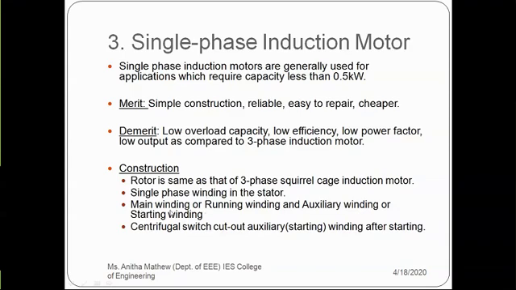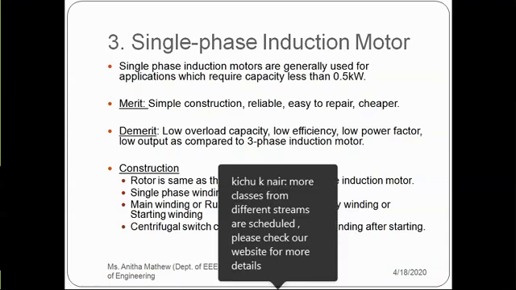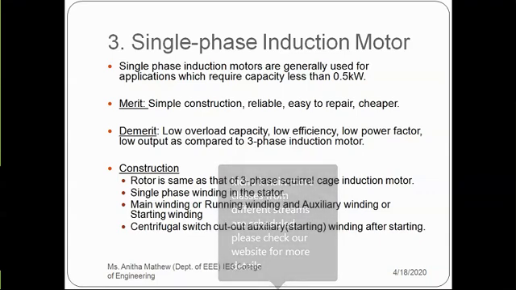Here, there's a main winding or running winding, and an auxiliary winding is also inserted in this machine in order to start. There's a centrifugal switch, a winding switch, to cut out the starting winding after starting. During the starting only we need the starting or auxiliary winding. After that we have to cut that out, so we are using a centrifugal switch.